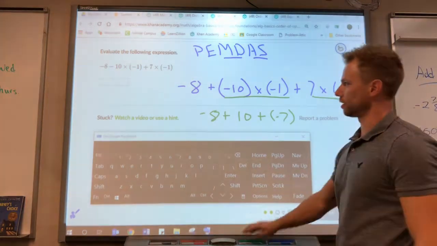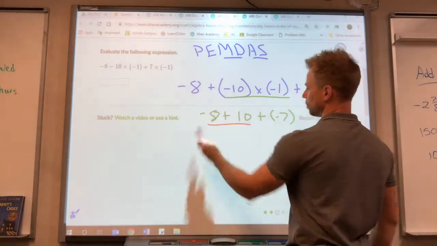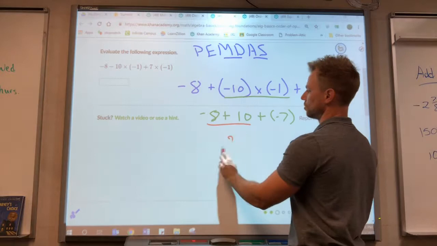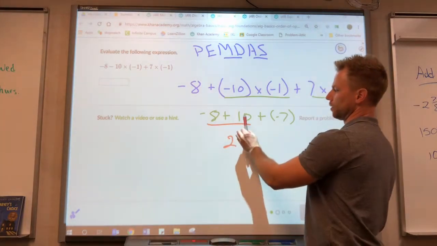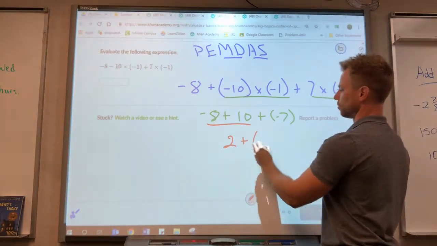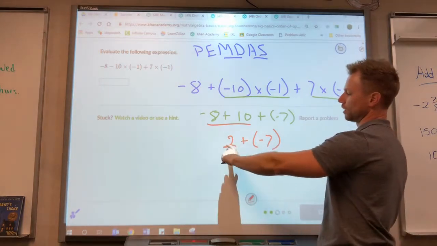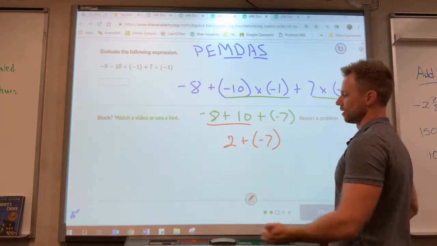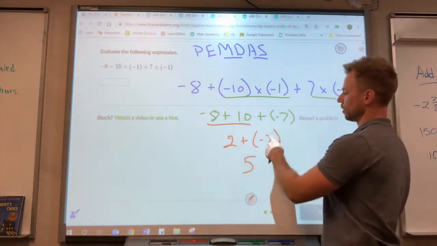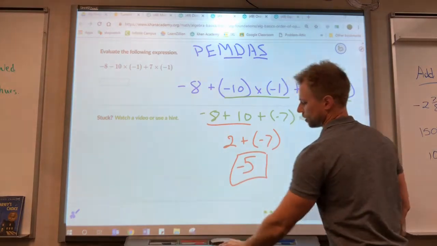Now we can use our addition and subtraction rules to finish this. Start with these two. They are unlike, so we subtract. 10 minus 8 is 2. Keep the sign of the bigger number. 10 is bigger, it's positive, so that's a positive 2. Write the rest that we have, which is plus negative 7. These are also unlike. 2 is positive, 7 is negative. So we subtract. 7 minus 2 is 5. Keep the sign of the bigger number. 7 is bigger, it's negative, making our final answer negative 5.